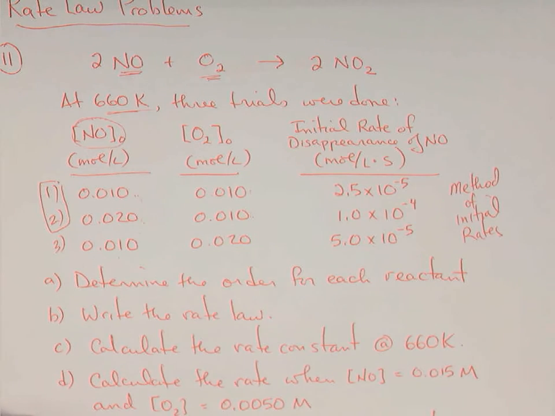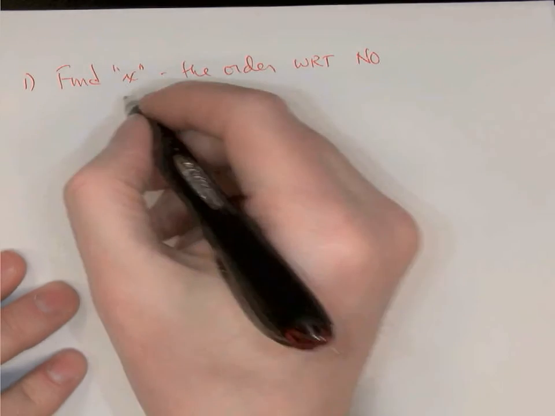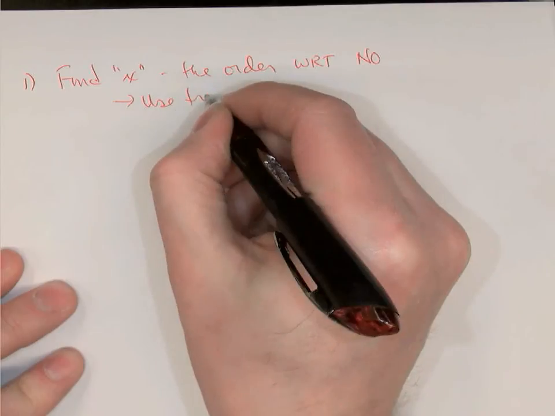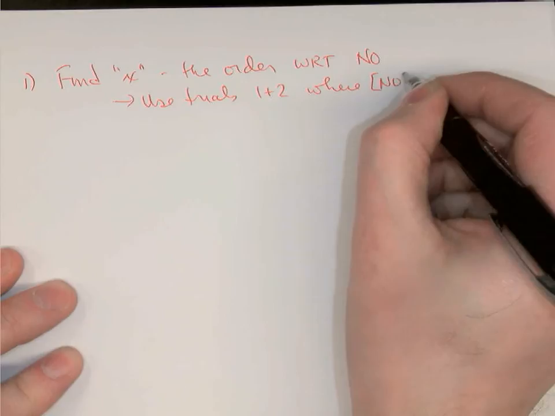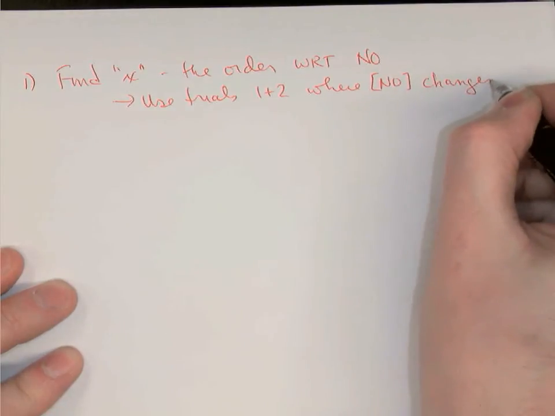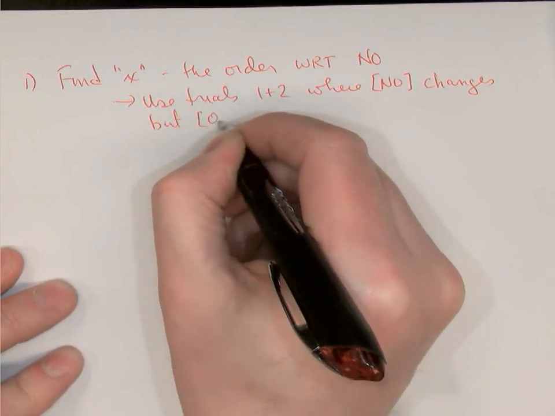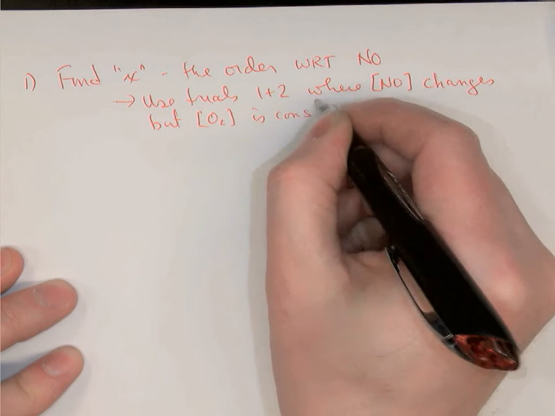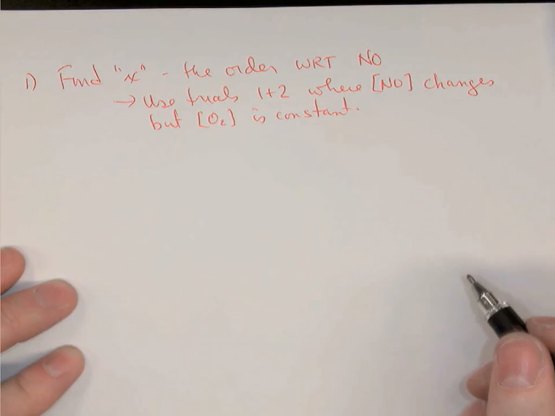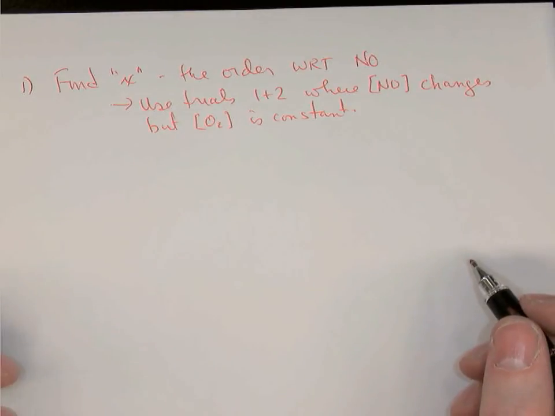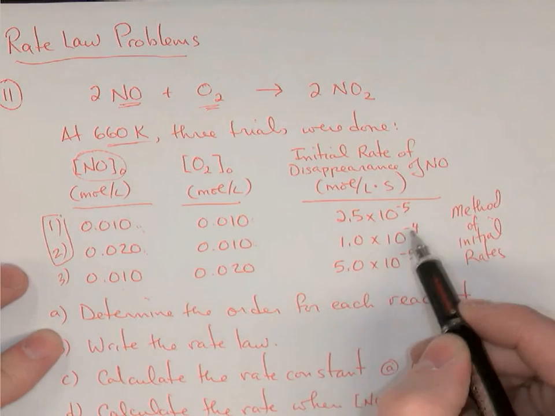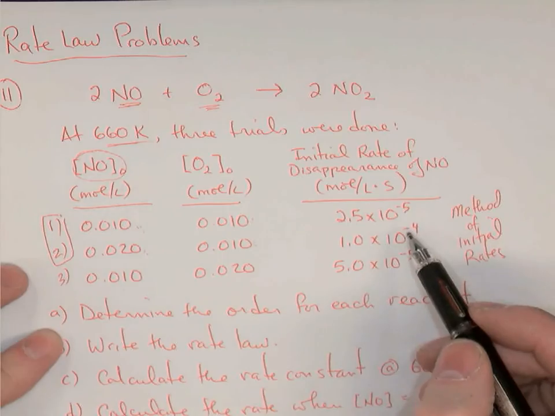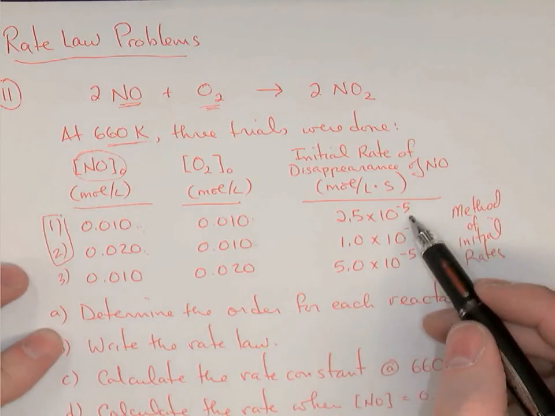So let's use trials 1 and 2, where the concentration of NO changes, but the oxygen concentration is constant. And again, that's because now any change in rate would be because of the change in the NO. Now look what I'm going to do. Looking back at the table, we notice that trial 2's rate is larger than trial 1's rate. 10 to the minus 4 is bigger than 10 to the minus 5.